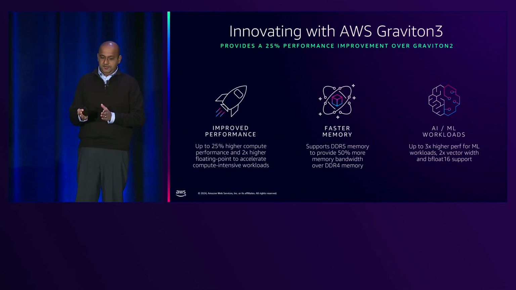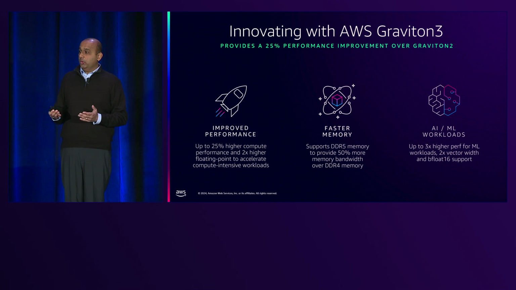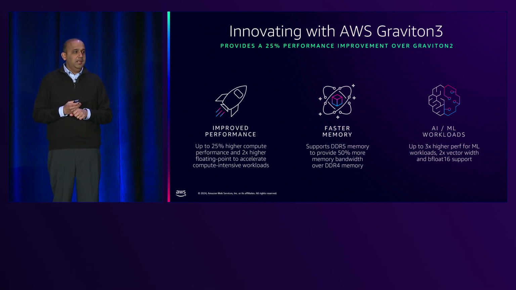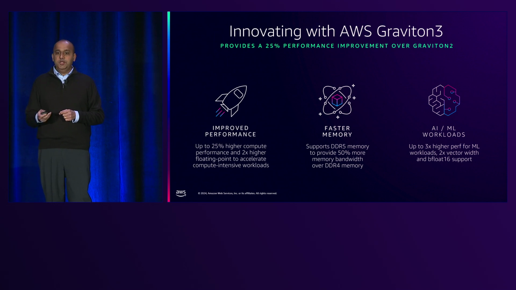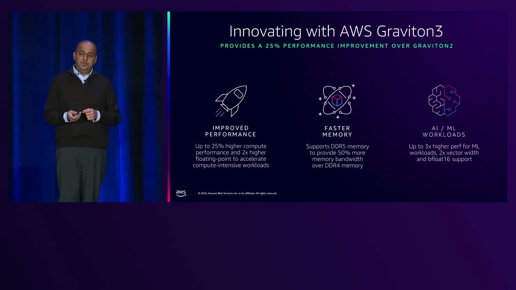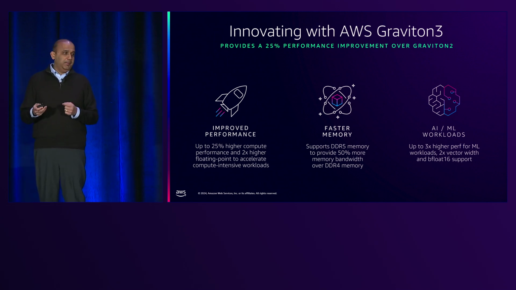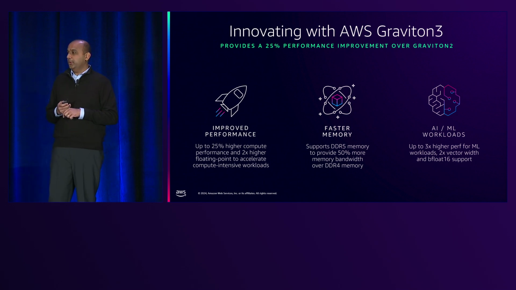We also see a lot of customers that are running AI and ML workloads on CPUs, and Graviton 3 brings a lot of architectural improvements targeted at their workloads. This includes doubling the vector width, support for bfloat16 instructions. And when you combine that with some of the improvements in the ARM64 ecosystem for ML applications, customers can see up to a 3x improvement on AI ML applications when they run on Graviton 3 versus Graviton 2.